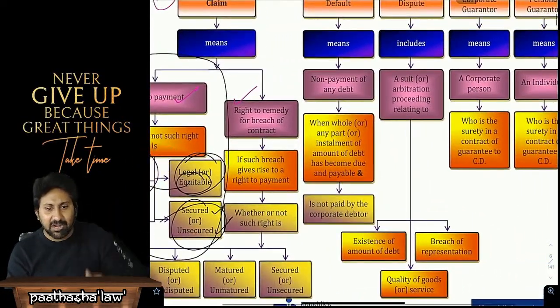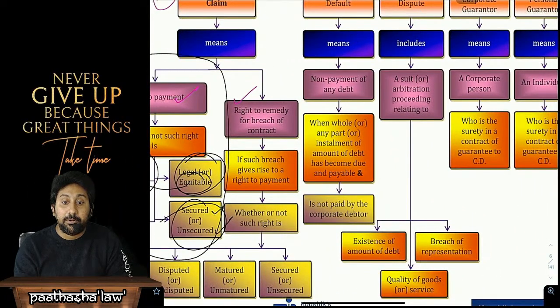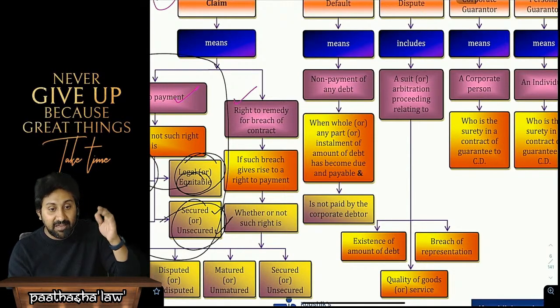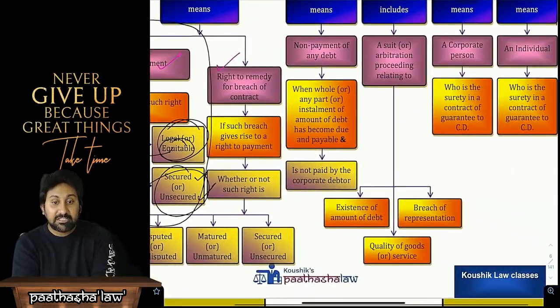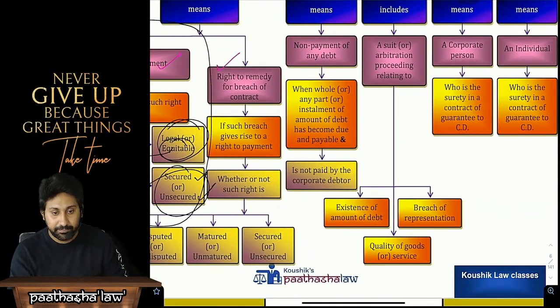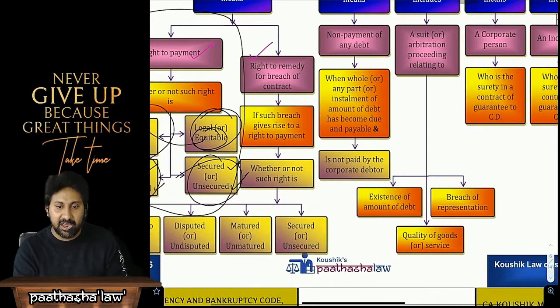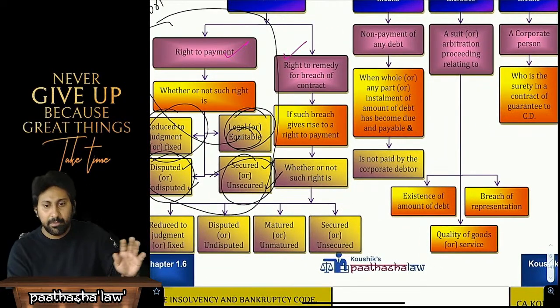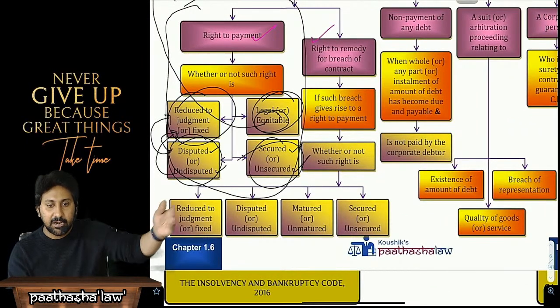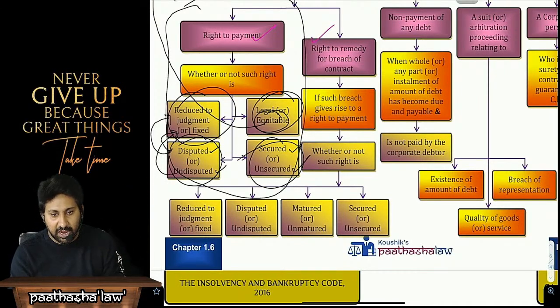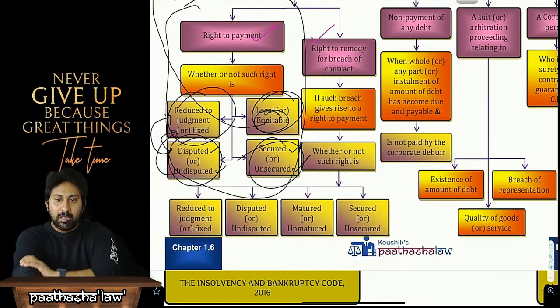Then what is the second concept? Right to remedy for the breach of contract. Whenever there is a breach of contract, it gives rise to a debt. Already I said, if such breach gives rise to a payment, whether or not such right is reduced to judgment or fixed, disputed or undisputed, matured or unmatured, secured or unsecured.